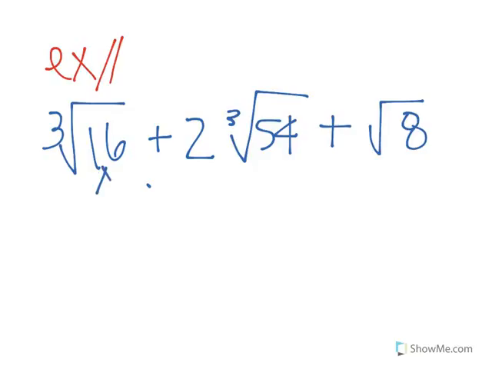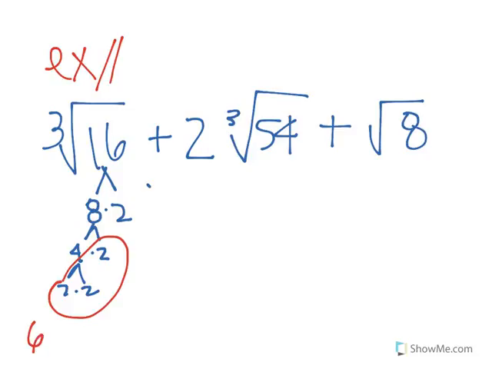Now let's see what we can factor out here. 8 times 2. And what do you know? 8 is a perfect cube. So what can we do? We can pull out that 2 from under the cubic root. Bring out the 2. And then we got a cube root 2 still left inside.